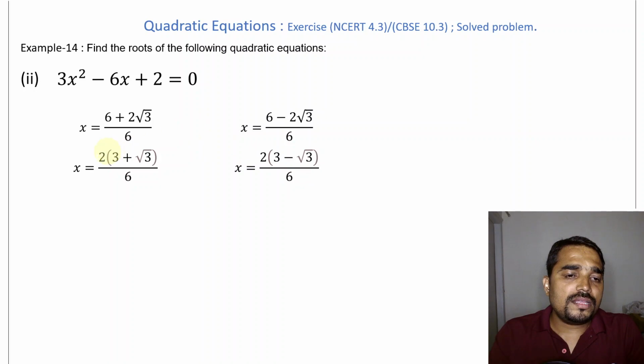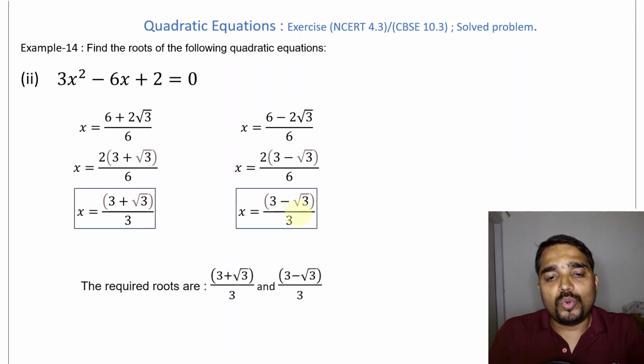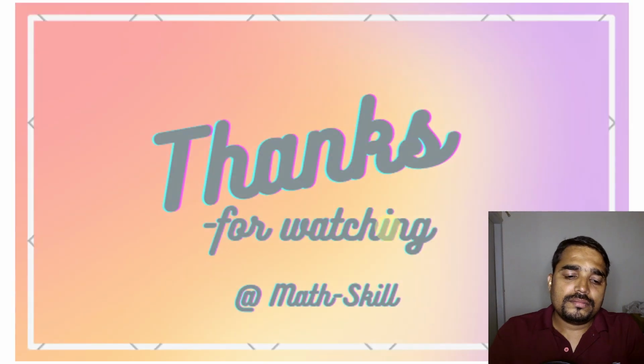Now 2 ones are and 2 threes are is what we see here. Therefore, x would be equal to 3 plus root 3 whole divided by 3 and 3 minus root 3 whole divided by 3. These two are the two roots of the given equation 3x square minus 6x plus 2 equals 0. These are the required two roots. Thank you.